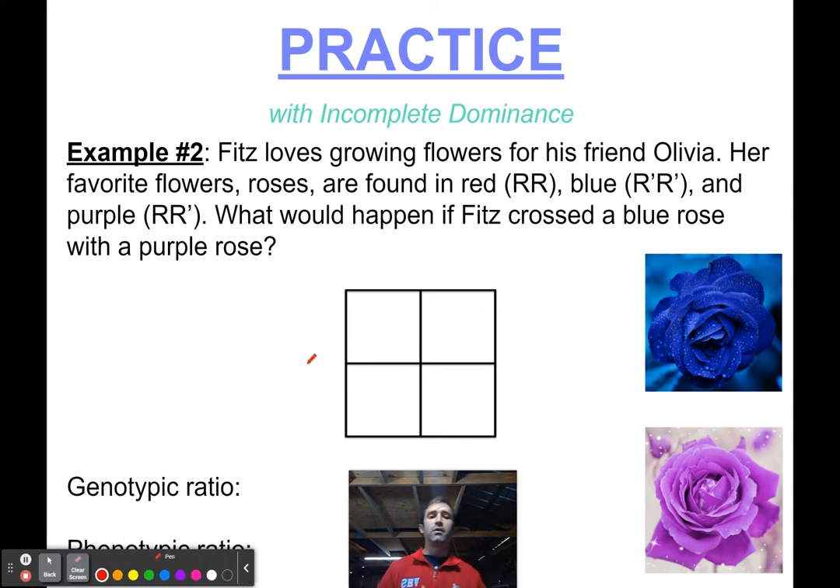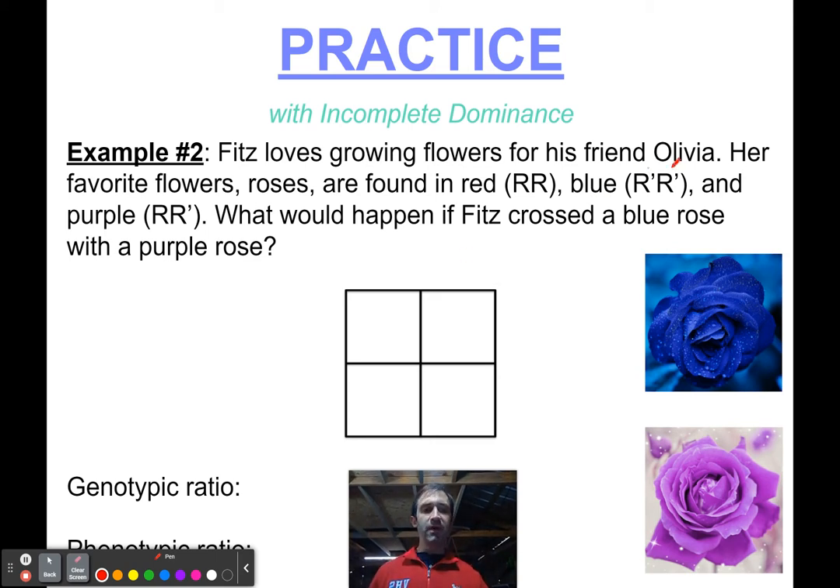Fitz loves growing flowers for his friend Olivia. That's kind. Her favorite flowers are roses, and roses are found in red, big R, blue, big R asterisk, and purple, which is big R asterisk. So we had red, blue, purple. What would happen if Fitz crossed a blue rose and a purple rose?